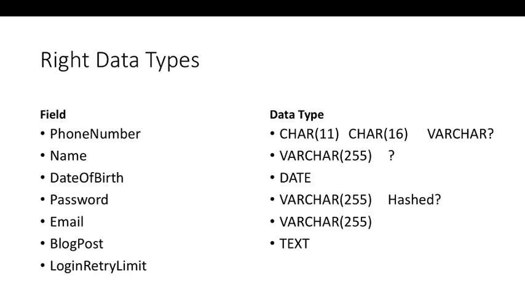Finally, something like login retry limit. We're probably not going to have that very high. There's going to be a limit on how many times we log in. It's not ever going to be like 1 million or any number like that. So we could certainly get away with some sort of integer, maybe even a tiny int or something like that, minimum amount to store it.